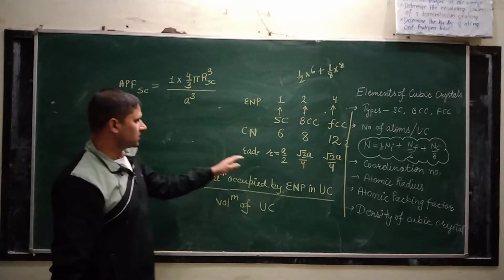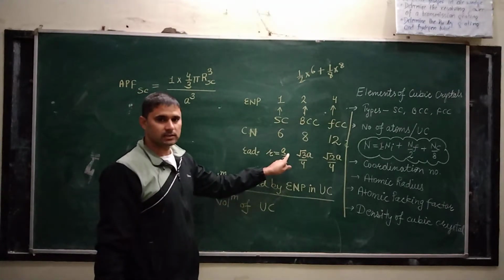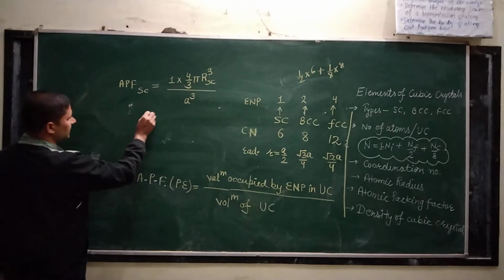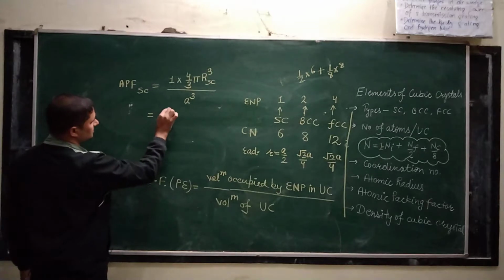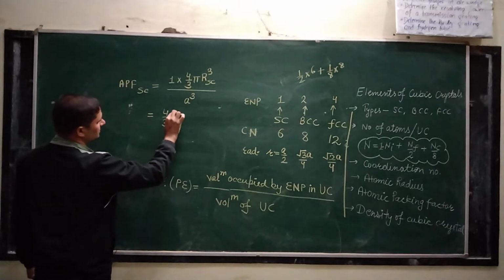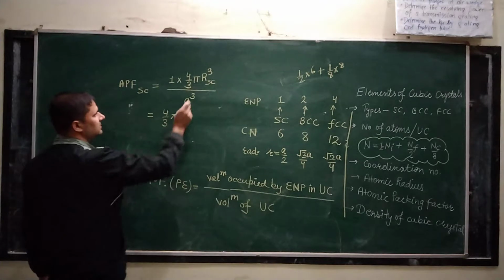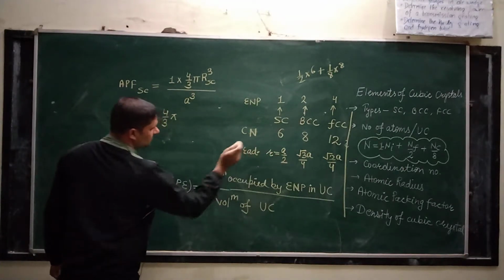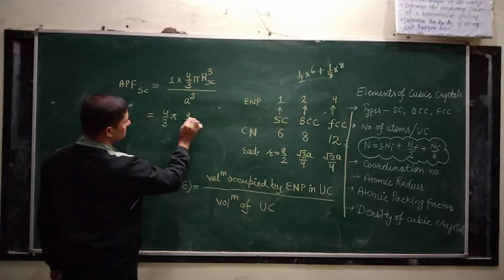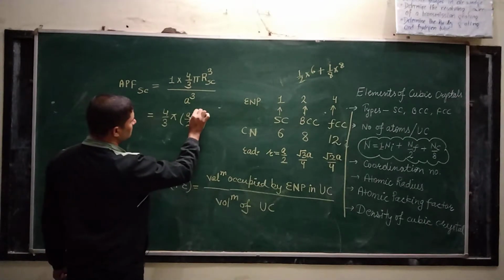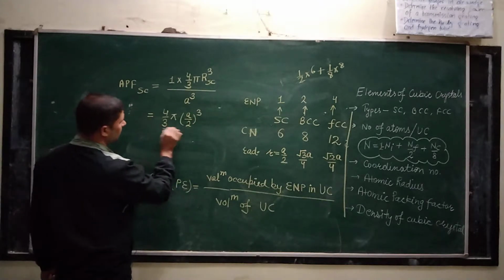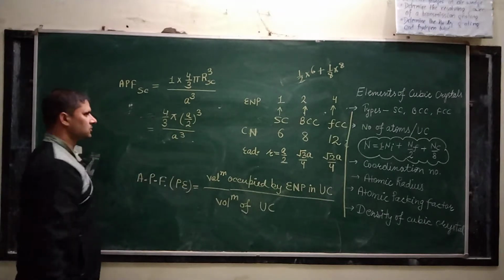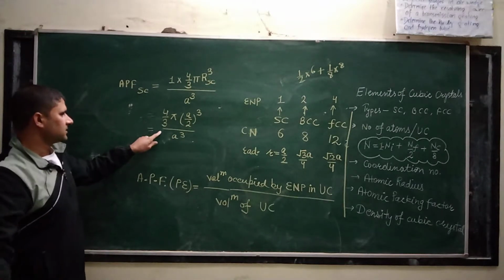Okay, and you see how the radius in simple cubic is related to A. Then if you put the value here, you will get 4 by 3 times pi, and then r is A by 2. So this is (A by 2) cube, okay, and divided by A cube.